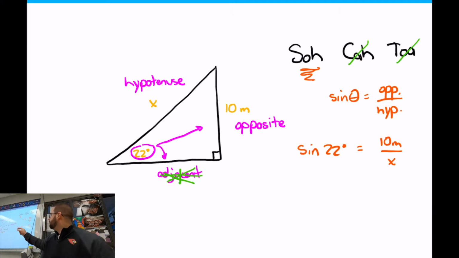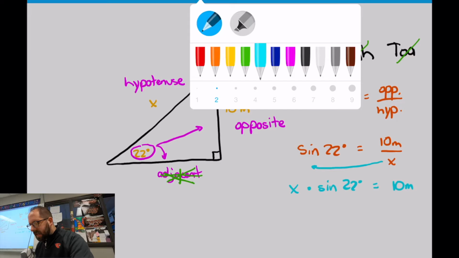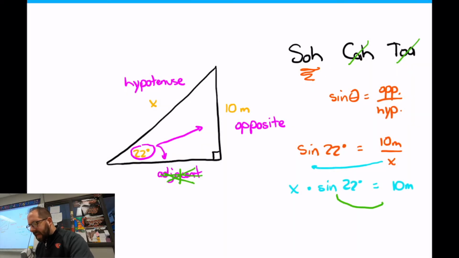Now, on this problem, do we see how this problem is different than the last one? X is on the bottom. So since the x is on the bottom, we're going to have to get rid of the x. So whatever the bottom is, you're going to multiply it across. So I'm going to multiply this x across to the other side. And so it comes over here. Now this isn't my final answer. This is just me getting the x off the bottom of the fraction. And then the last step is to divide by the sine of 22. So take this number to the other side and divide by it. So that way I get the x by itself. And no, you're not doing anything with the 10. The 10 is just staying where it's at. 10 meters divided by sine of 22.